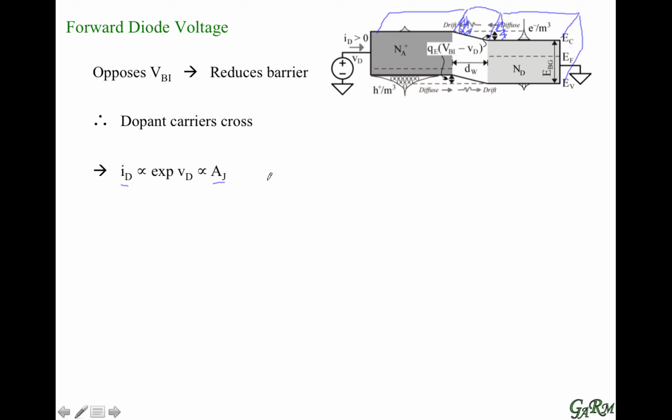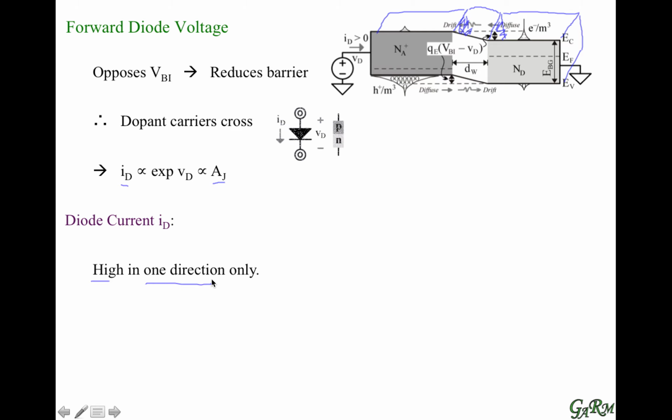So in summary, the diode current is high only in one direction. We use a symbol that looks like an arrow, and this arrow indicates the direction of forward current, when we have a forward voltage applied from the positive side of the material to the negative side of the material. On the other side, we have a blocker simply to indicate that reverse current is very low. For our purposes, it is so low that we can say it's almost negligible, at least for good diodes.